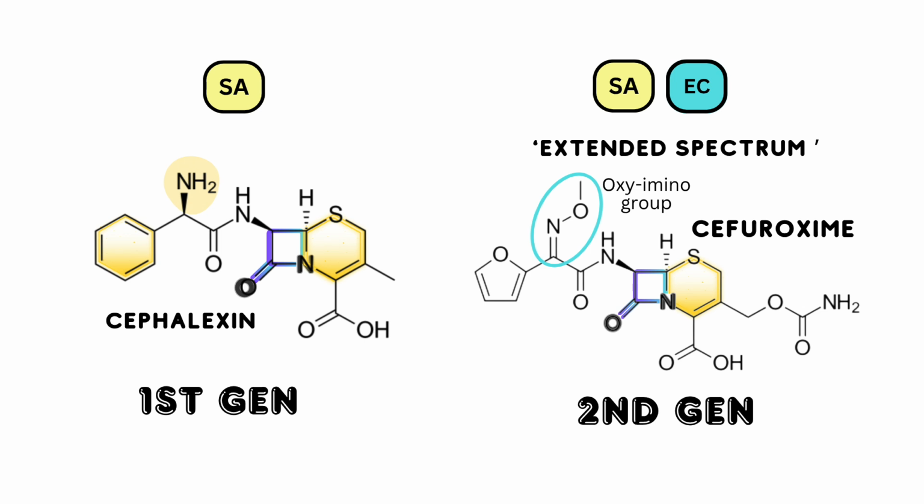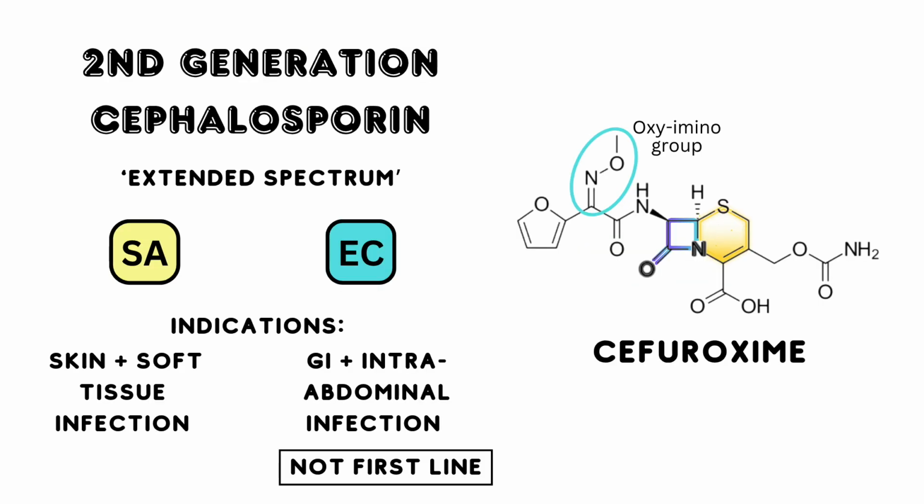Next, for the 2nd-generation cephalosporins, the main representative is cefuroxime. Cefuroxime has 2 side chains, as well as an oxyamino group. This makes cefuroxime more resistant to beta-lactamases, resulting in improved activity against E. coli, and E. coli coverage is a defining feature of cefuroxime.